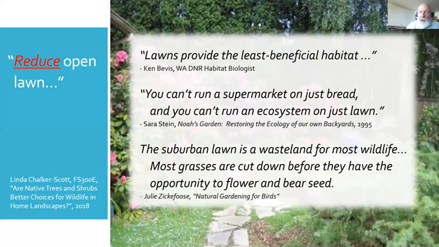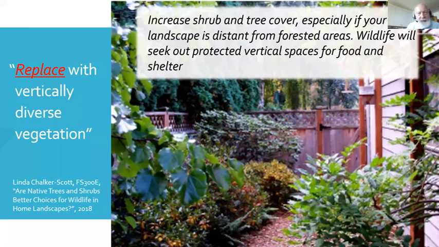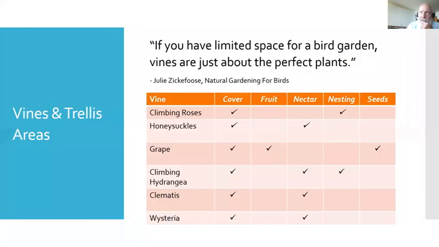So my point about lawn is to reduce it if you can and replace it with vertically diverse vegetation. Increase your shrub and your tree cover, especially if your landscape is far removed from a forest. Wildlife seeks out vertical spaces for food and shelter.